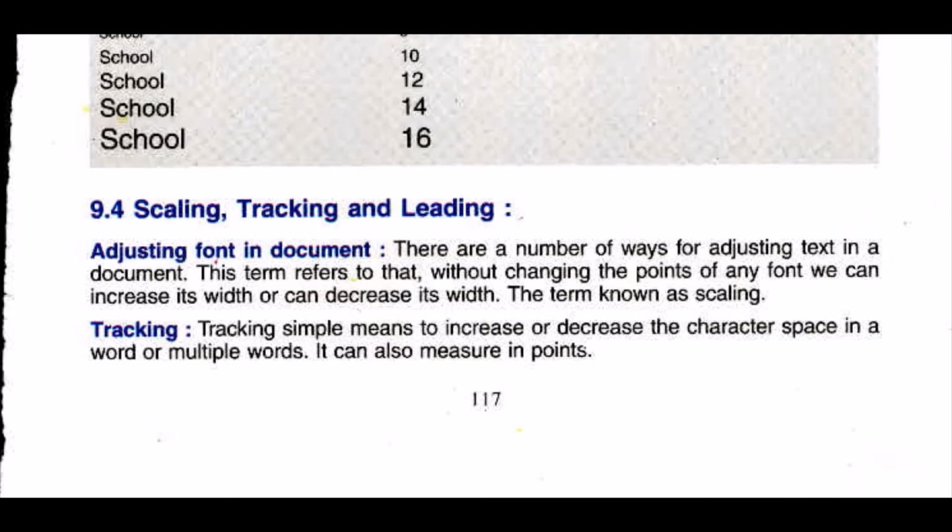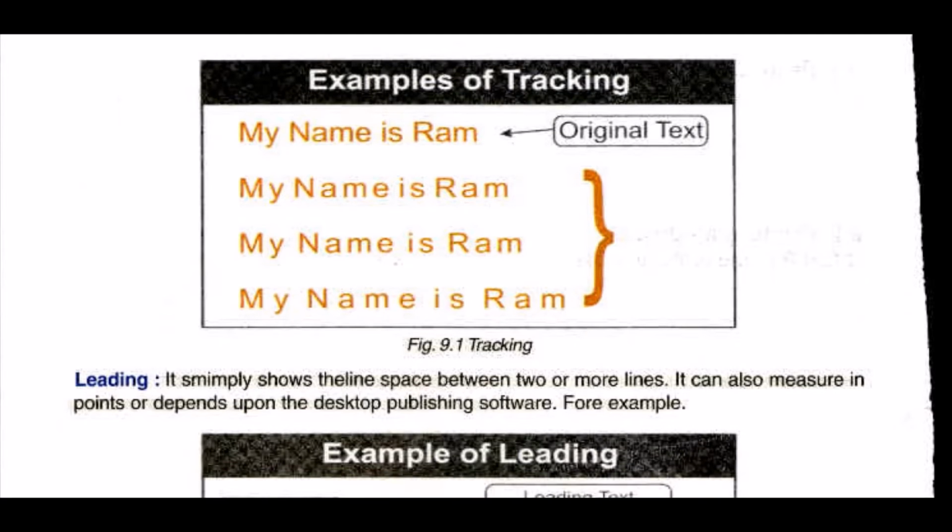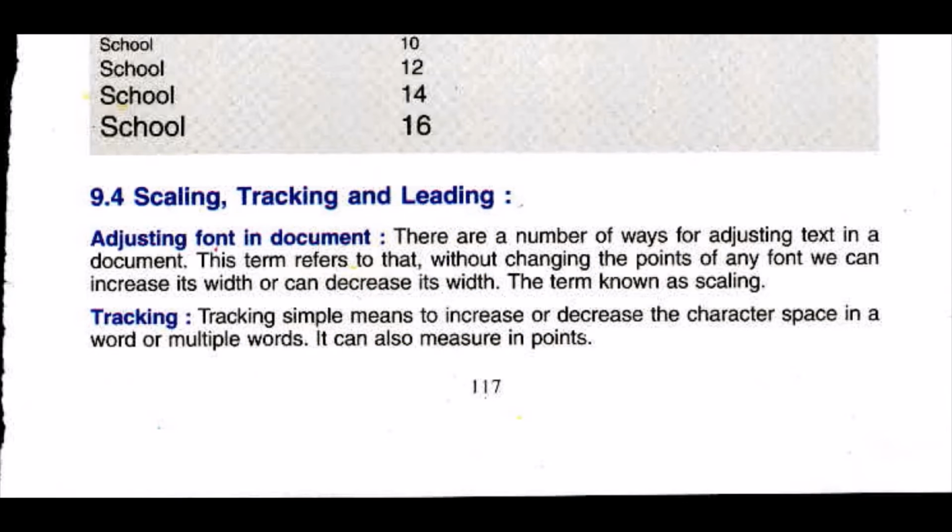Tracking. Tracking simply means to increase or decrease the character space. So the space between two characters or two words, we can say. Like in this example, we can increase the space between any characters, between these R and A or M and Y. The more you give, the more space there will be. That is called tracking.